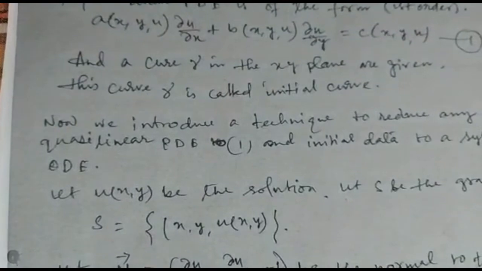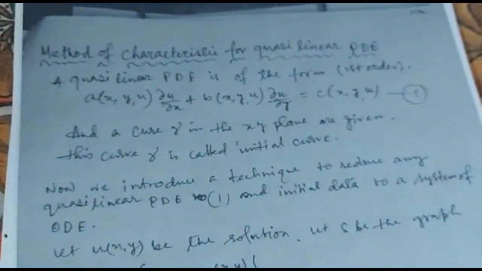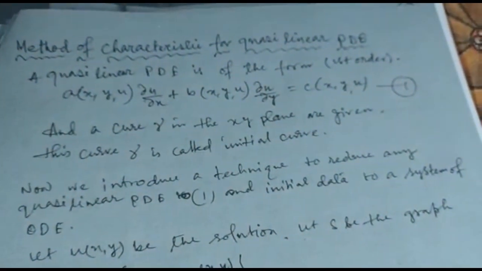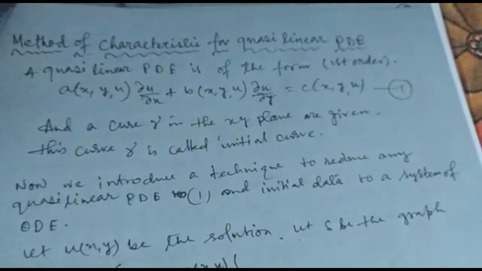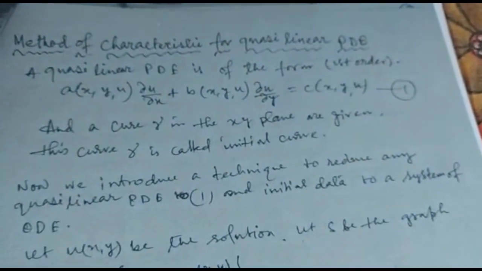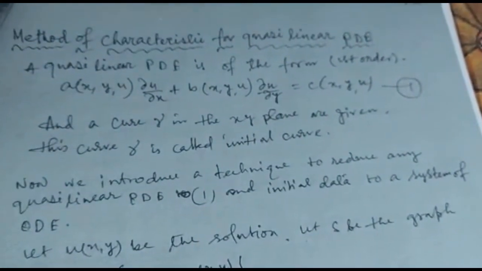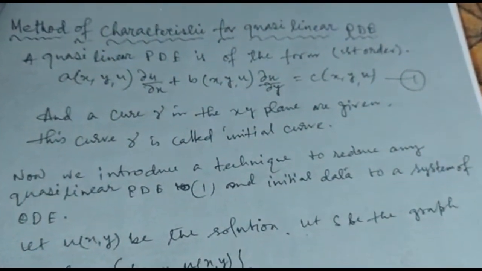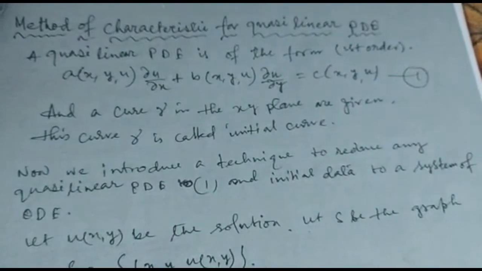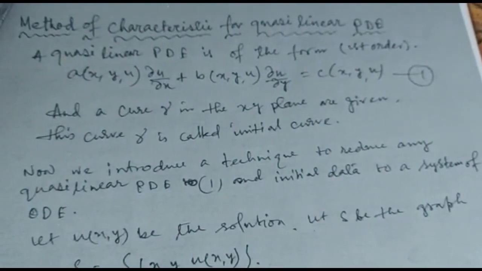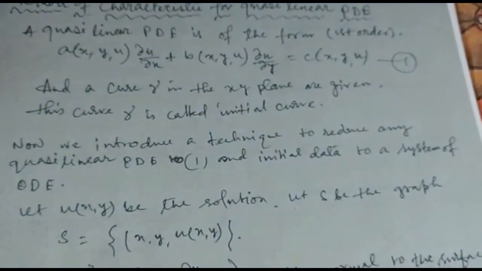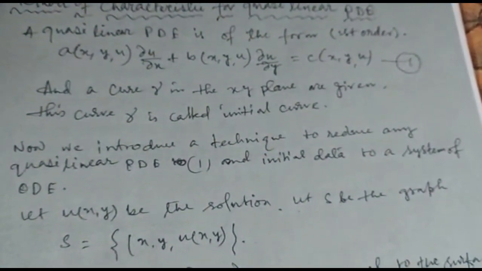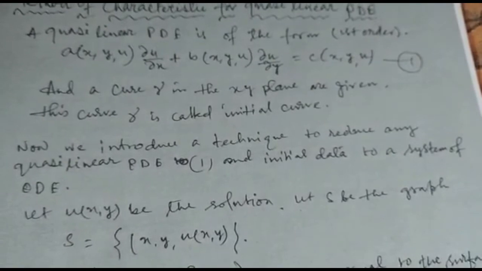Now we shall introduce a technique. This technique is called the method of characteristics. In this technique, we first convert the given PDE to a system of ODEs with its initial data. Then we solve this system of ODEs. Then we transfer the solution again.